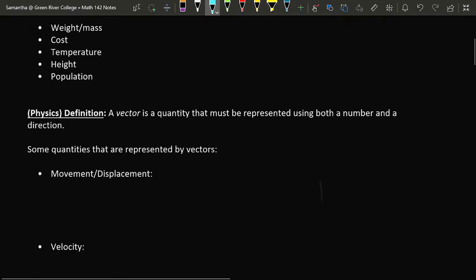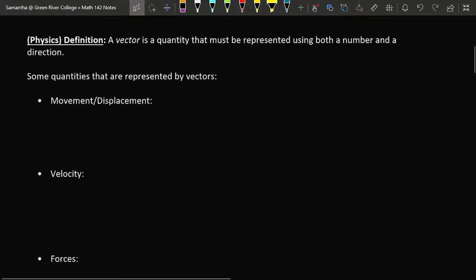Now vectors, by contrast, are real-world quantities where a single number is not enough to describe what's going on. A vector is a quantity that must be described using both a number and a direction.